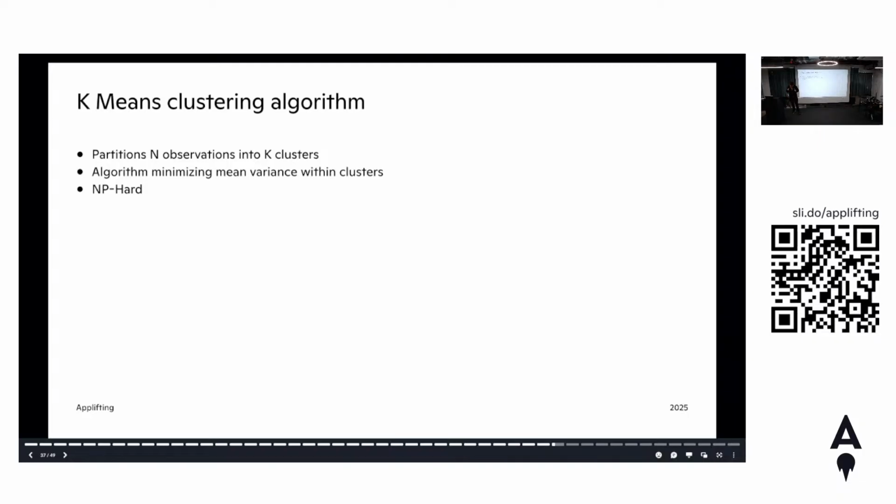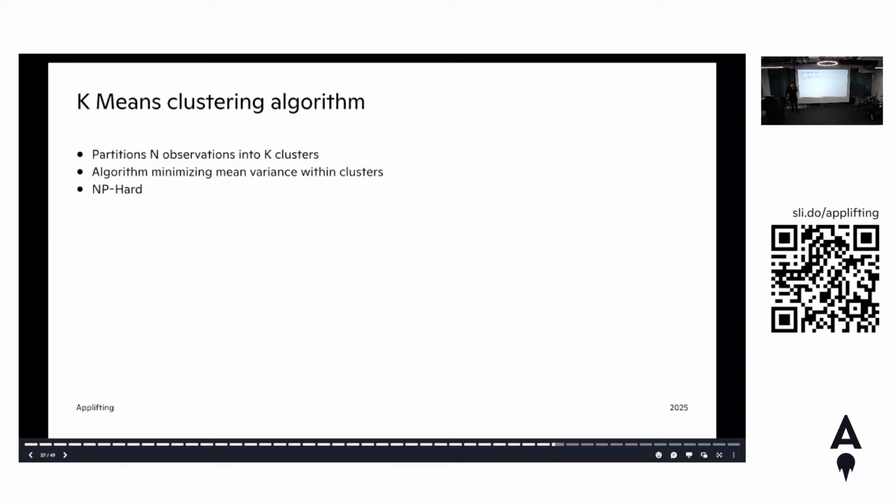The algorithm that we chose is k-means clustering, and it basically partitions any number of observations into k clusters. So for example, if you have 100 words, that would be your n, and if you want 20 words in the word cloud, that would be the k.